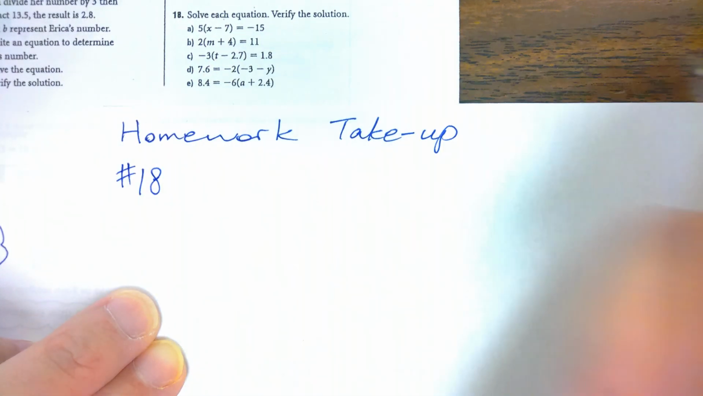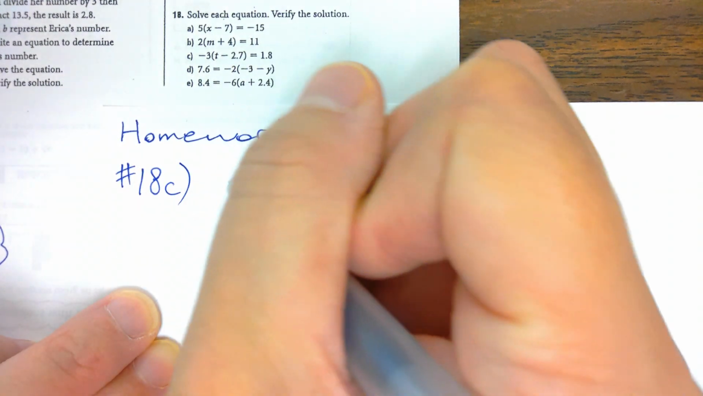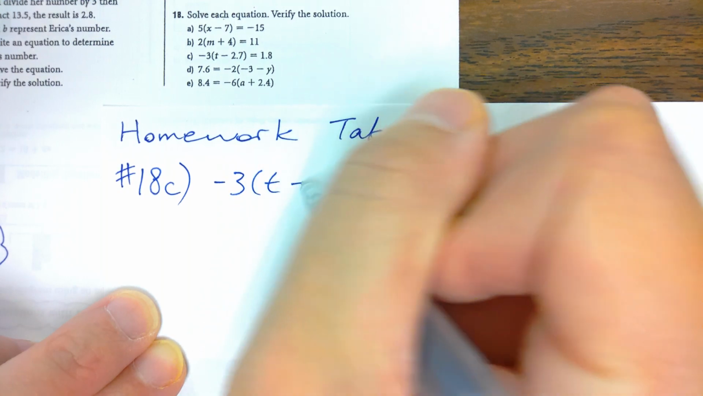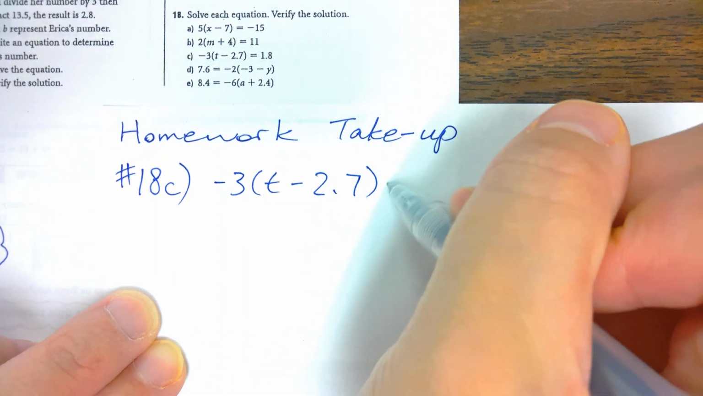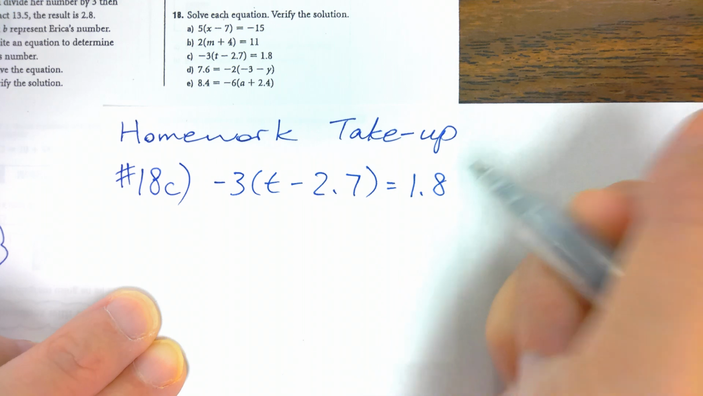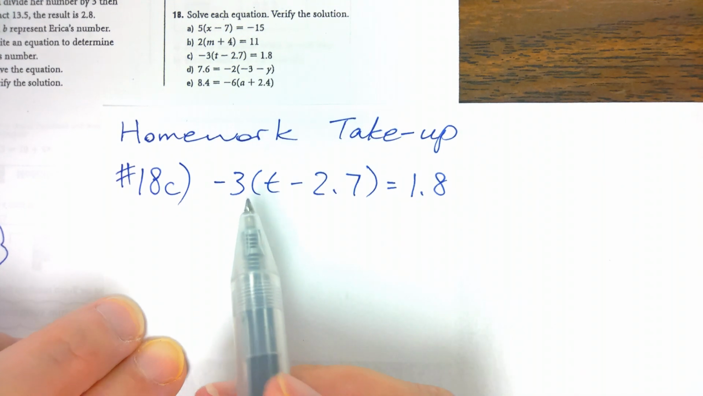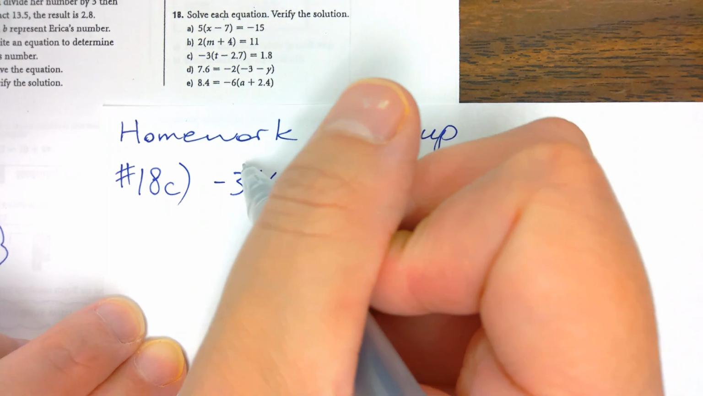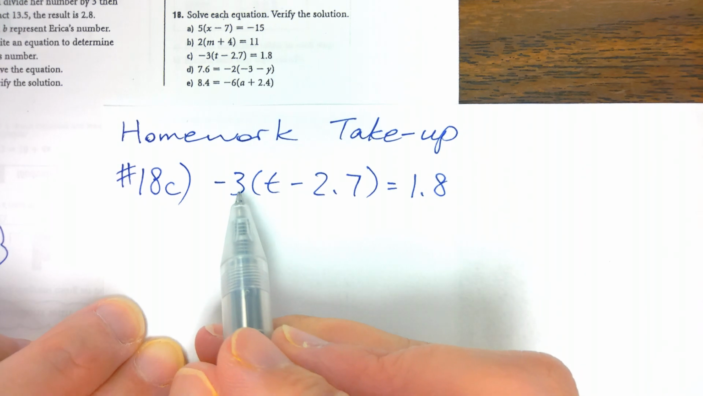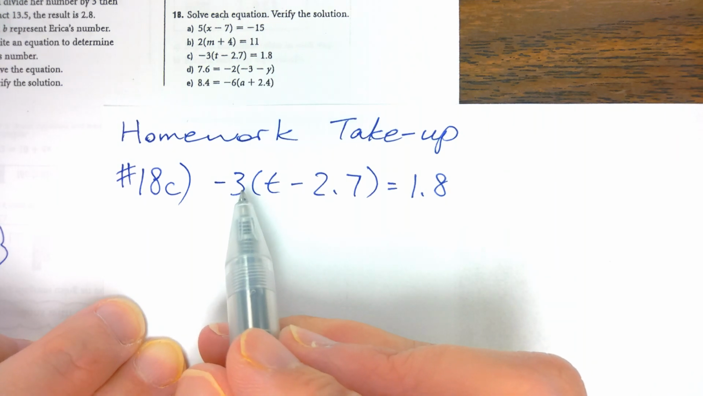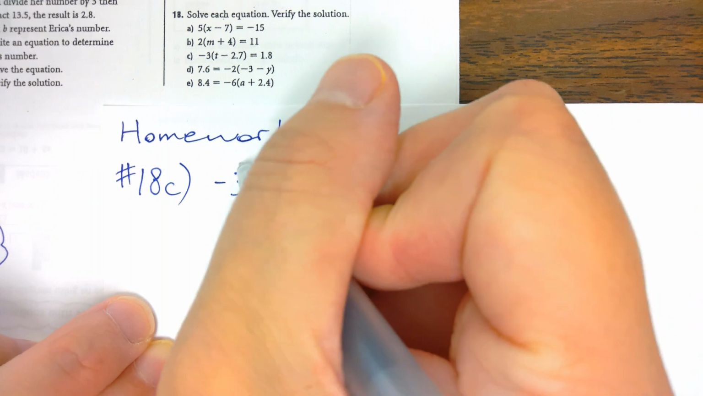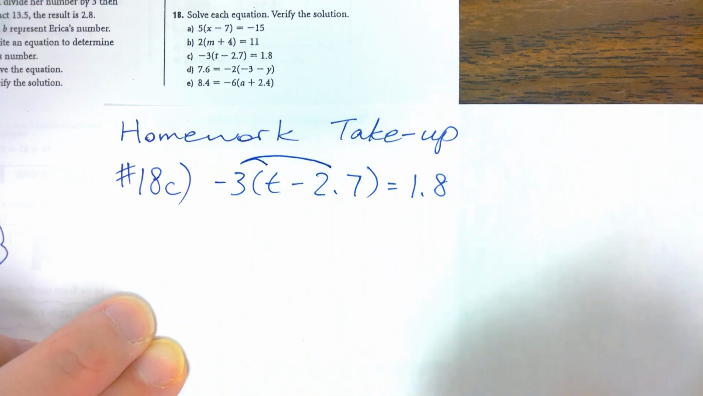So let's take up number 18 from the homework. Let's do C, 18C. Negative 3t minus 2.7 equals 1.8. Okay. Last week when we did chapter 3, what do you have to do with this negative 3? Jenny? You have to expand it to the t and the negative 2.7. Okay. What do you mean by expand?